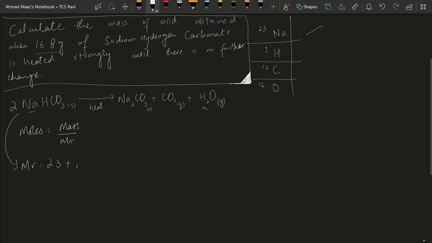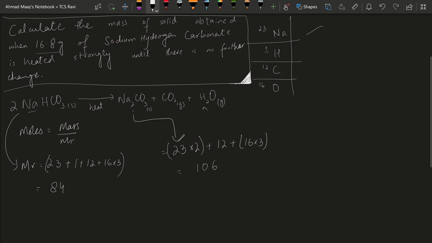Alright, 23 plus hydrogen is 1 plus carbon is 12 plus oxygen is 16 times 3. This will be the mR for sodium hydrogen carbonate, and it is 84. And now we also need to calculate the mR for sodium carbonate, and that will be sodium is 23 times 2 plus carbon is 12 plus oxygen is 16 times 3. The mR of sodium carbonate is 106.